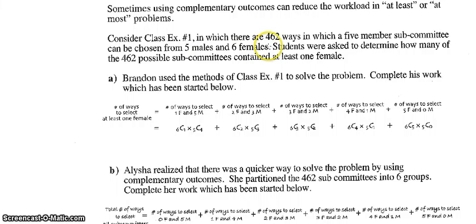Consider example 1. There are 462 ways in which 5 members of the subcommittee can be chosen. Students were asked to determine how many of the 462 possible subcommittees contain at least 1 female. Now, if you do it in the positive way, at least 1 female means what? It means 1 female, 2 female, 3 female, 4 female, 5 females, right? Wow. So these are the cases here. 1 female. Oh, they made a typo here. It should be 1 female, 4 male. 1 female, 2 female, 3 females, 4 females, and 5 females.